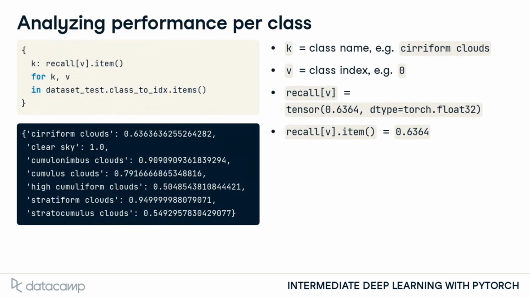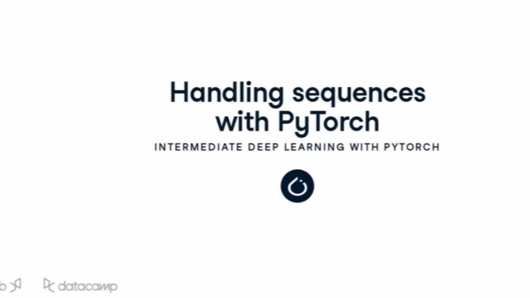We can use a dictionary comprehension to map each class name, k, to its recall score by indexing the list of all scores called recall with the class index from the class_to_idx attribute. This will be a tensor of length 1, so we call .item on it to turn it into a scalar. Looking at the results, a recall of 1.0 indicates that all examples of clear sky have been classified correctly, while high cumuliform clouds were harder to classify and have the lowest recall score.